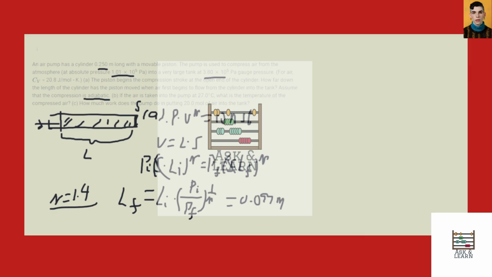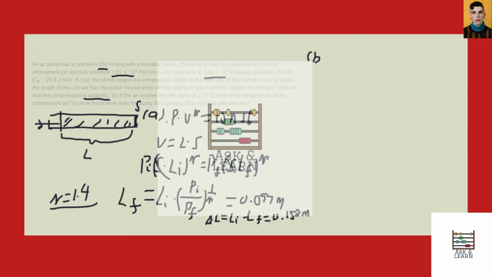And because we want to find out how far down the length of the cylinder has to move, delta L equals Li minus Lf, which equals 0.153 meters.